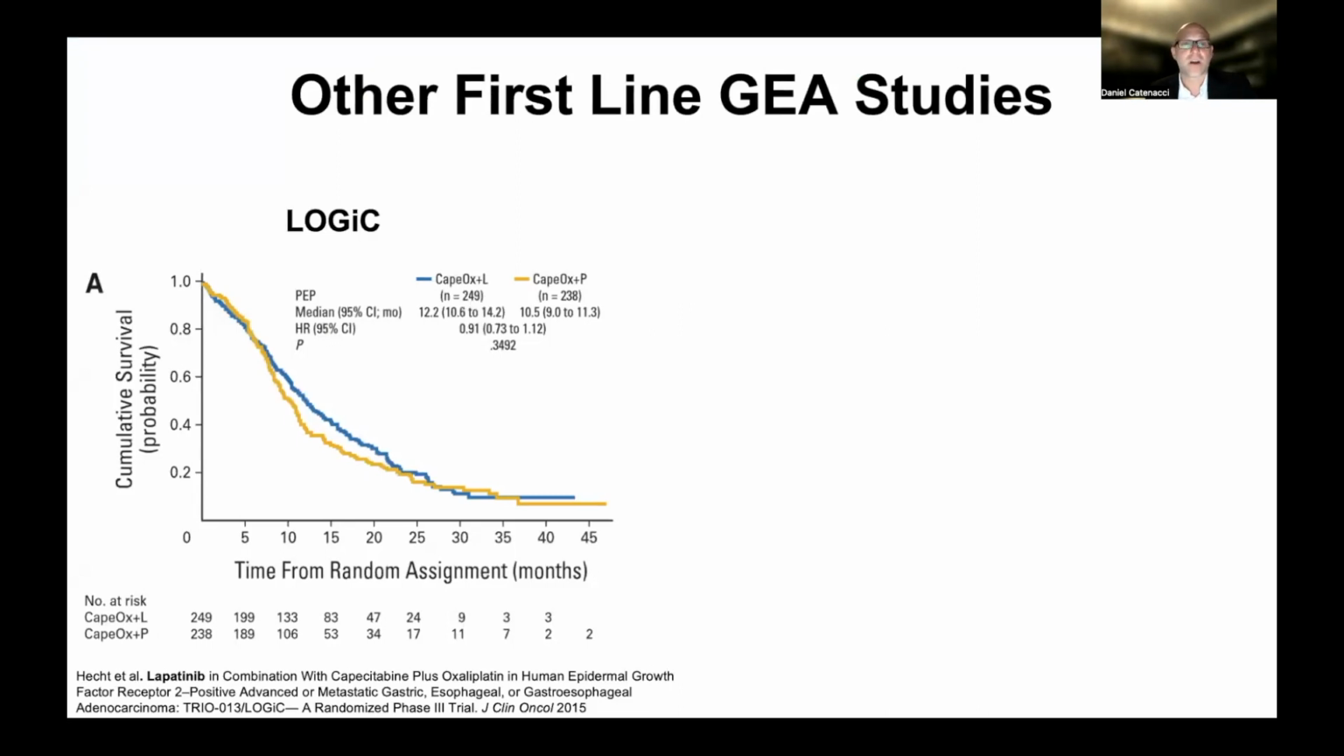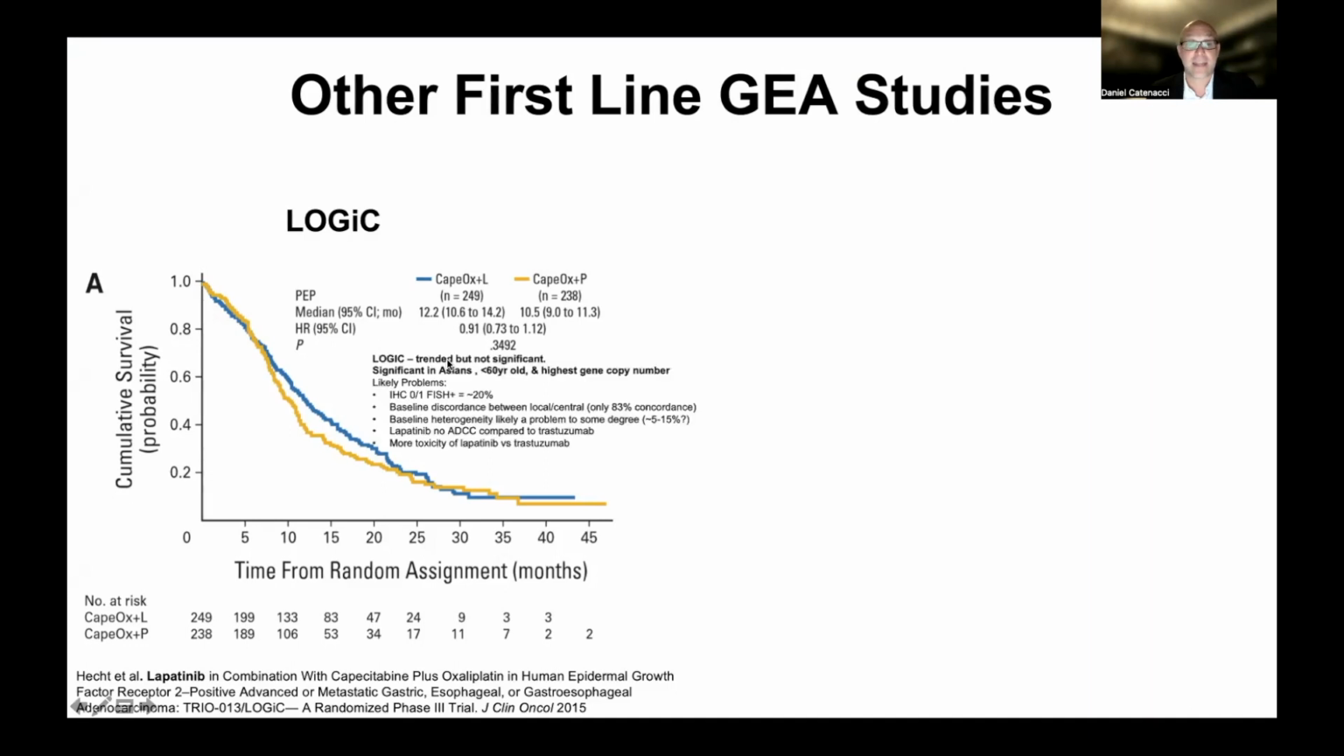So what other evidence do we have for other anti-HER2 therapies? Well, this slide is going to talk about 2 large phase 3 studies that were done that unfortunately were negative. The first one here is called the LOGIC study, which was looking at standard chemotherapy plus placebo versus chemotherapy plus lapatinib, the tyrosine kinase inhibitor, the oral drug. And you can see here that while the results trended to be better in favor of the lapatinib group, the results were not considered statistically significant, and so this study was considered negative.